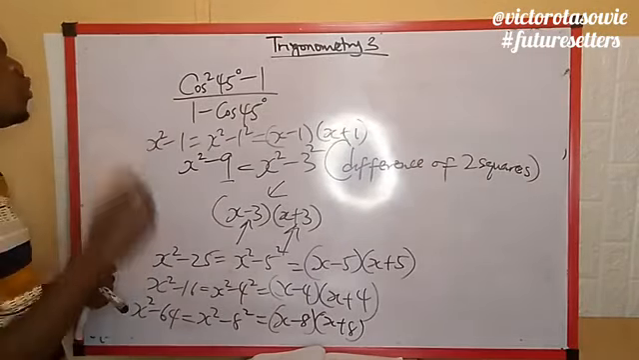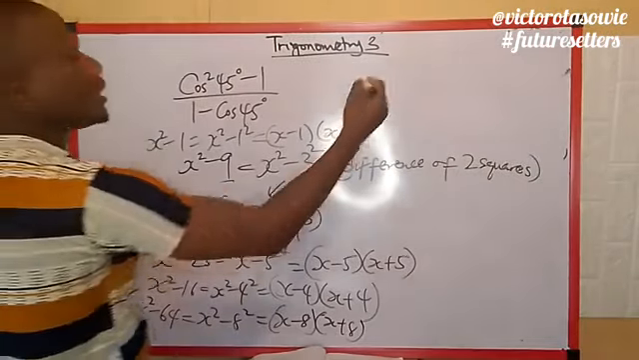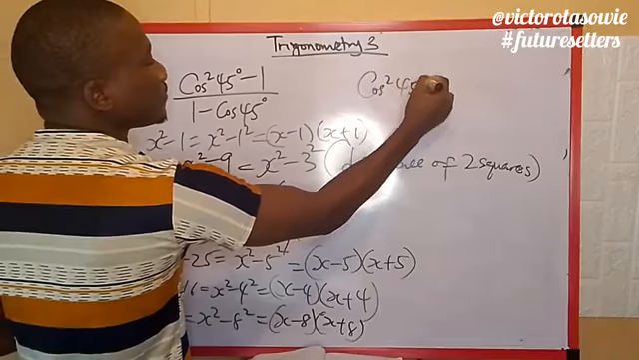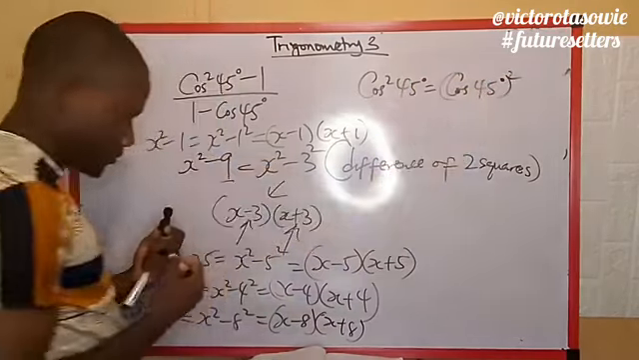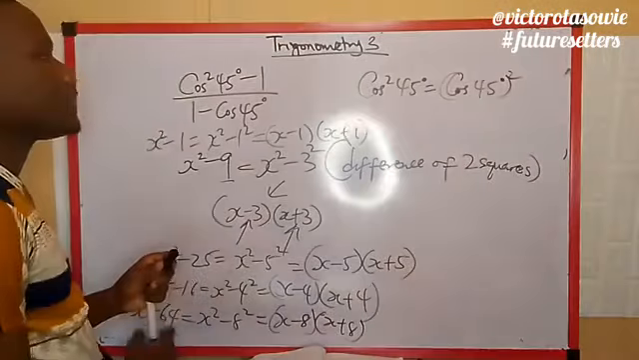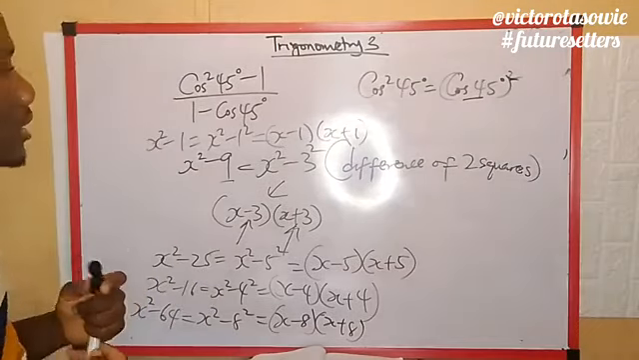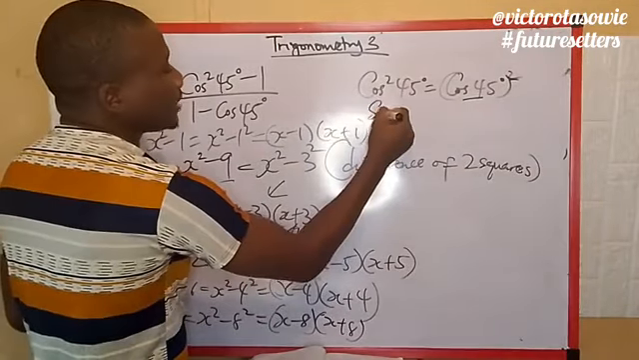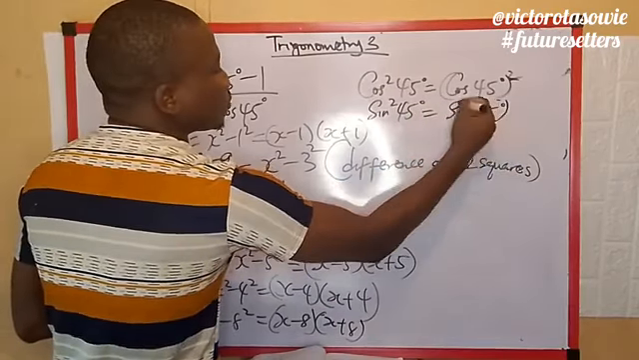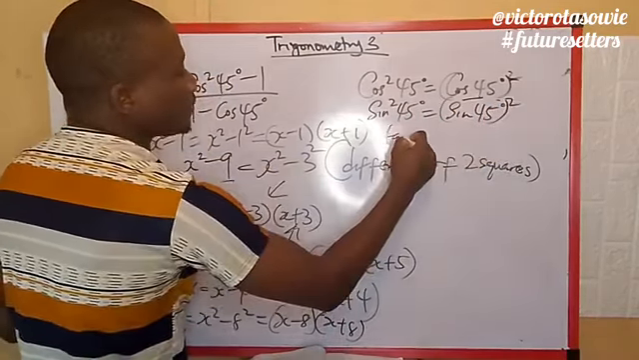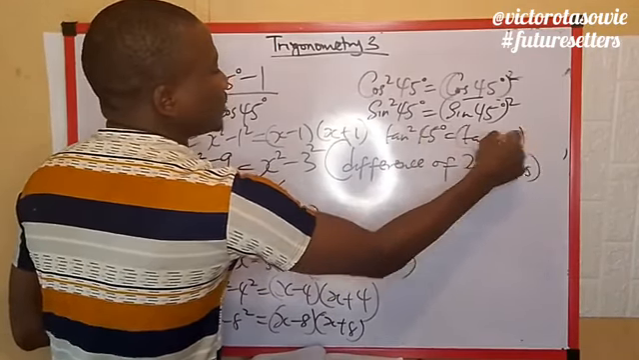Then also we can break down cos squared 45 degrees. Take note that cos squared 45 degrees is equal to cos 45 degrees squared. So if cos 45 degrees is squared, it is cos squared 45 degrees. What about sine squared 45 degrees? Sine squared 45 degrees is sine 45 degrees squared. What about tan squared 45 degrees? Tan squared 45 degrees is tan 45 degrees squared.